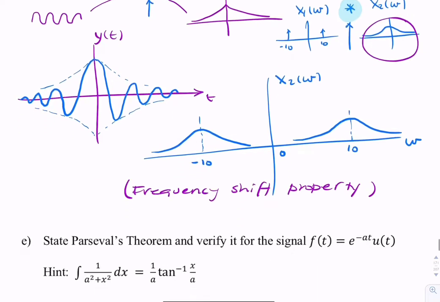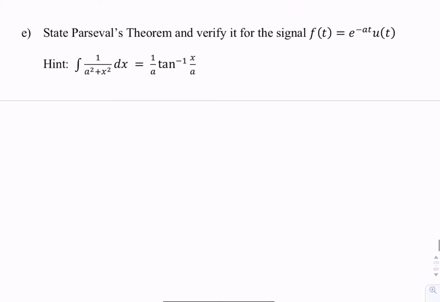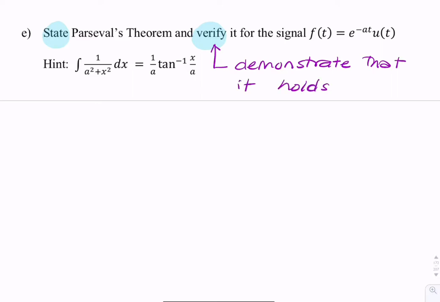Now the final section for this question is about Parseval's theorem. We're asked for two things: to state it and to verify it. Stating it, it's not enough to simply state it mathematically. We need to state the actual theorem. Then we need to verify it. By verifying it, we just need to demonstrate that it holds true for this particular question.